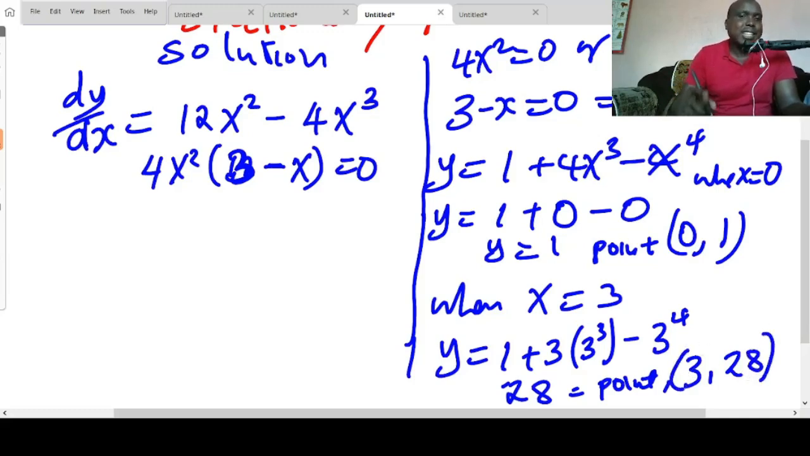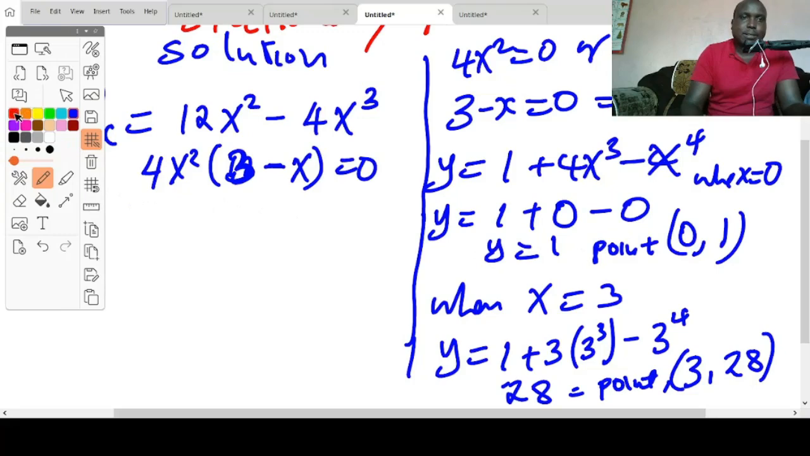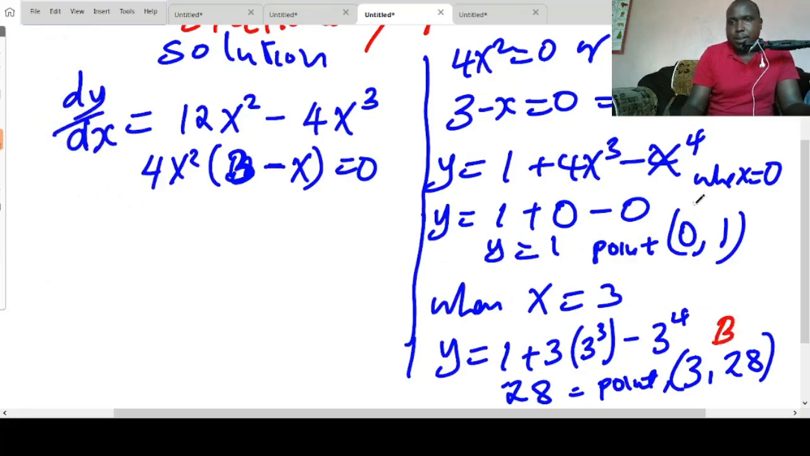Now, the last thing, we want to determine whether this point, let me call it B, and this one, let me call it A, is a maximum or a minimum. We want to determine for B whether it is a maximum, a minimum, or a point of inflection. That is the last thing you need to do. Well, how do you do that?